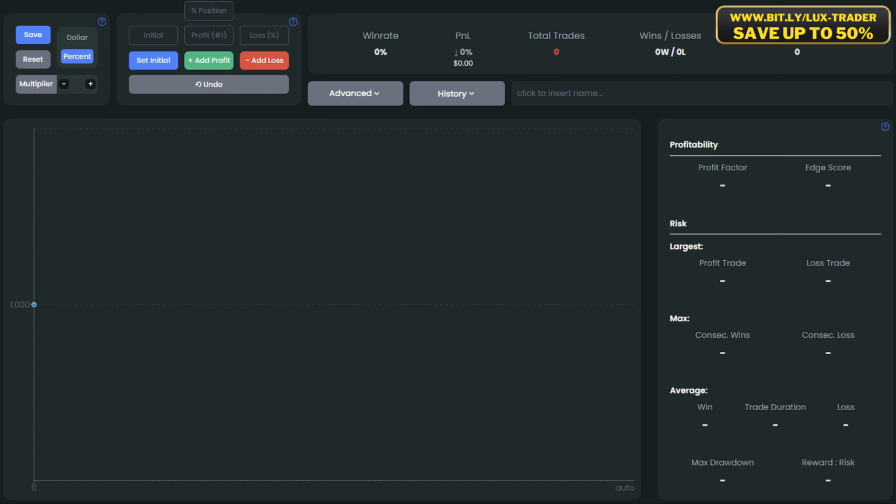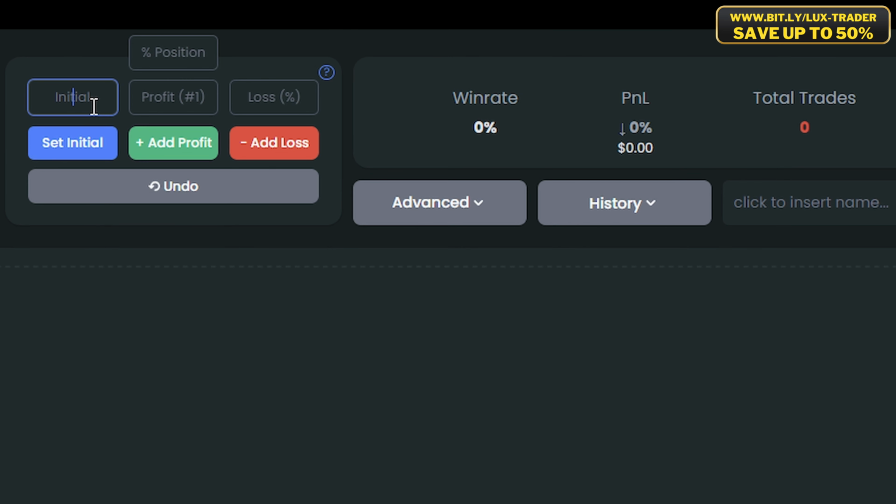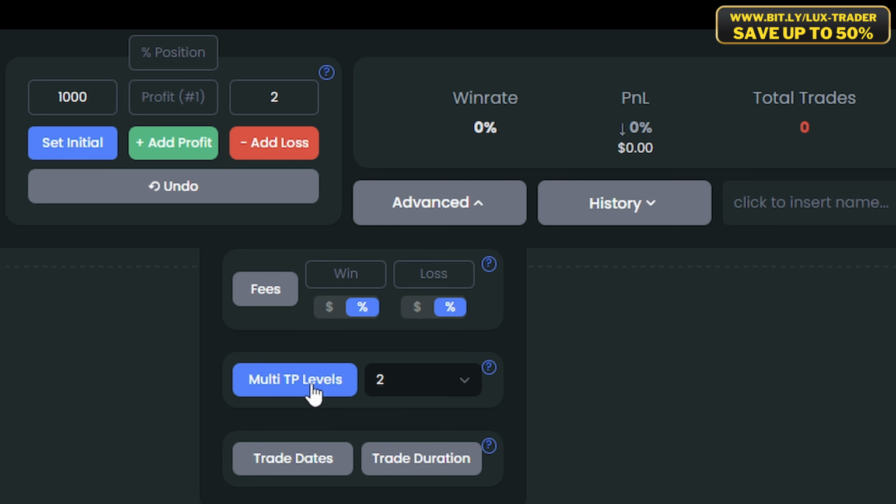Now let me show you how I'm going to be doing the backtesting. So first of all, I'm going to set the initial account size at $1,000. The risk per trade will be set at 2%. And now, I'm going to need to add 2 take profit levels. And since I'm taking half of the position off when the price action reaches the first target, I'm going to have to set the position percentage at 50%.